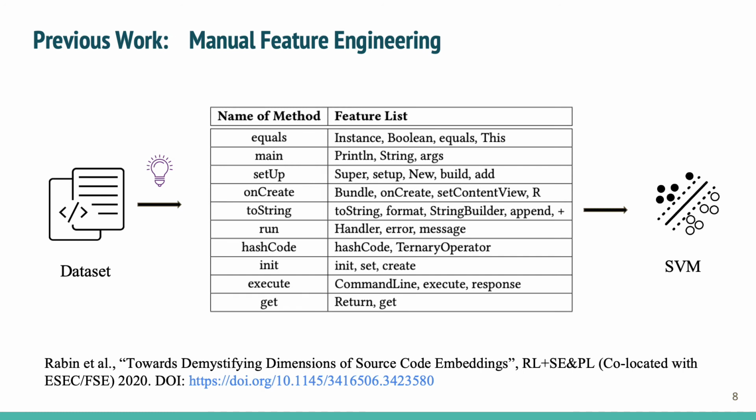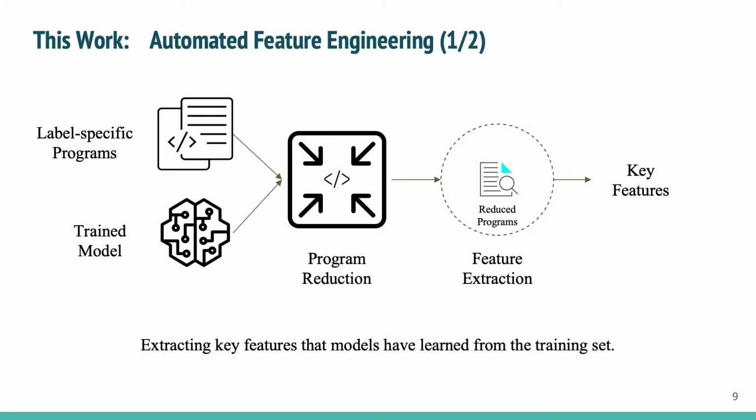In our previous handcrafted embedding work, we attempted to find key input features of a label by manually inspecting some input programs of that label and then training an SVM model. However, this manual inspection does not scale to large datasets with many labels. To automate the process of extracting key features that models have learned during training, we apply our prediction-preserving reduction approach.